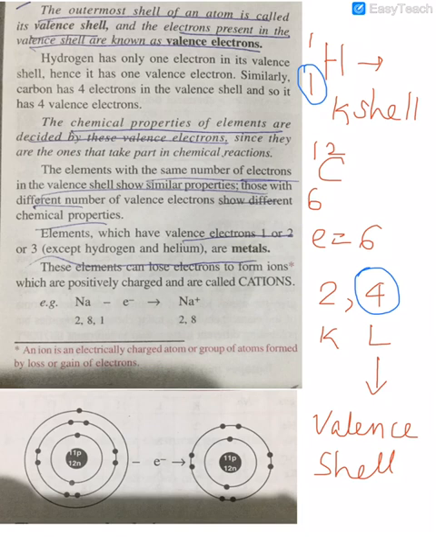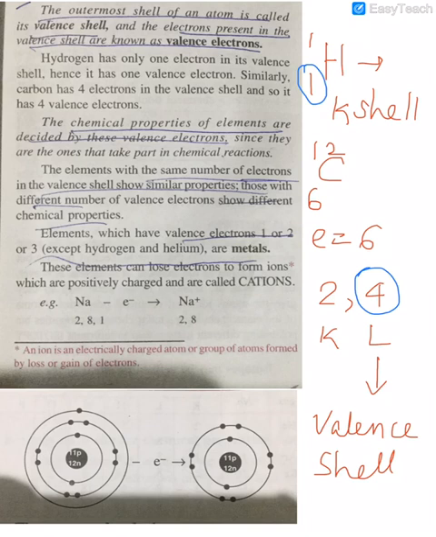Now, elements which have valence electrons 1, 2 or 3 are called metals, except hydrogen and helium. Hydrogen is not a metal, but it shows metal-like behavior, and helium is a rare gas or inert gas. These elements can lose electrons to form ions. Which elements lose electrons? The elements with 1, 2 or 3 valence electrons. They generally lose electrons and give positively charged ions, which are called cations.